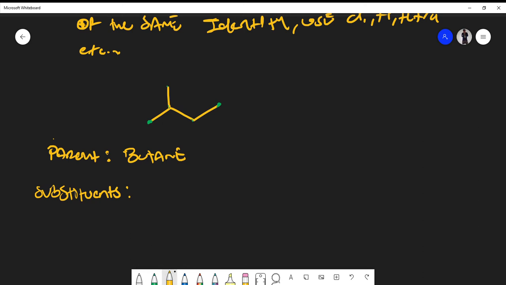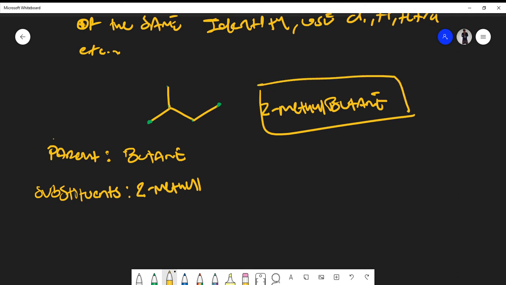So in this case, if this is carbon 1, then this must be carbon 2. So on carbon 2, we have a methyl group. So this would be 2-methyl. Now in this case, there isn't anything else we need to do. So we just put our findings together. So this becomes 2-methylbutane, using our hyphen. So that is the name for this compound.